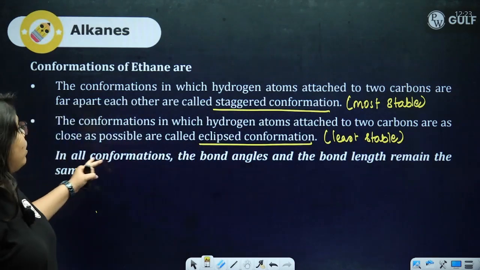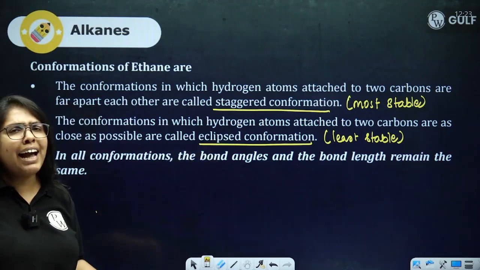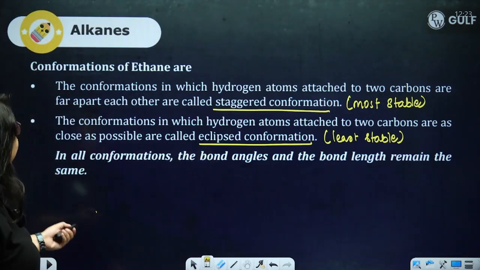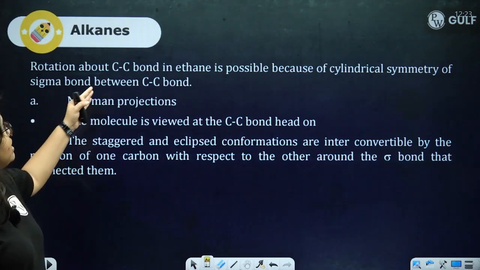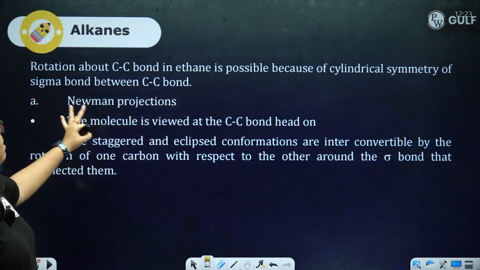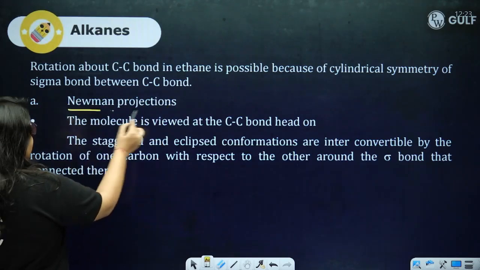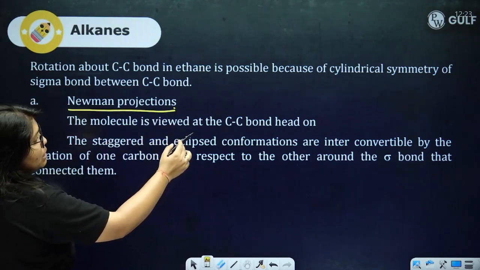Okay, so in all conformations, the bond angles and the bond length remain the same. Of course, the bond angle and the bond length will not change, beta. So rotation about the C-C bond in ethane is possible because of cylindrical symmetry of the sigma bond between the C-C bond. So there are Newman's projections. Okay, the molecule is viewed at the C-C bond head on.